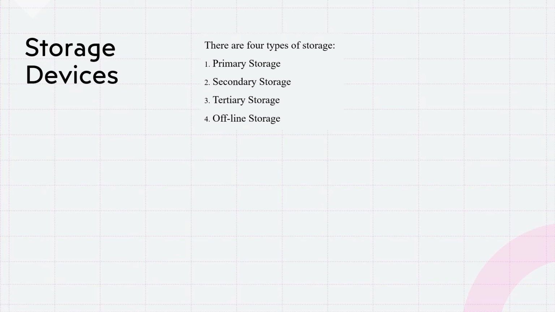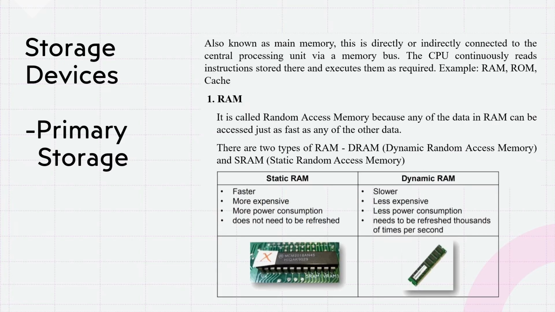Storage devices. There are four types of storage devices: primary storage, secondary storage, tertiary storage, and offline storage. Primary storage, also known as main memory. Main memory is directly or indirectly connected to the central processing unit, the CPU.